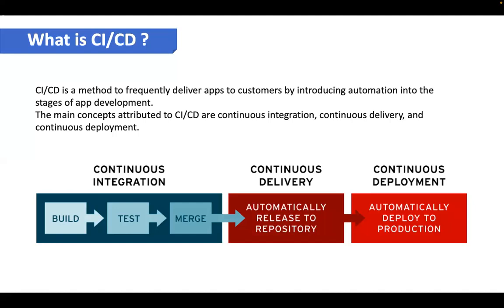So what happens in continuous delivery? After the build, the final product, the release product, will be delivered to a staging environment or to a repository. When we say repository, it is not the GitHub repository. It's a similar kind of repository which holds the binary files.